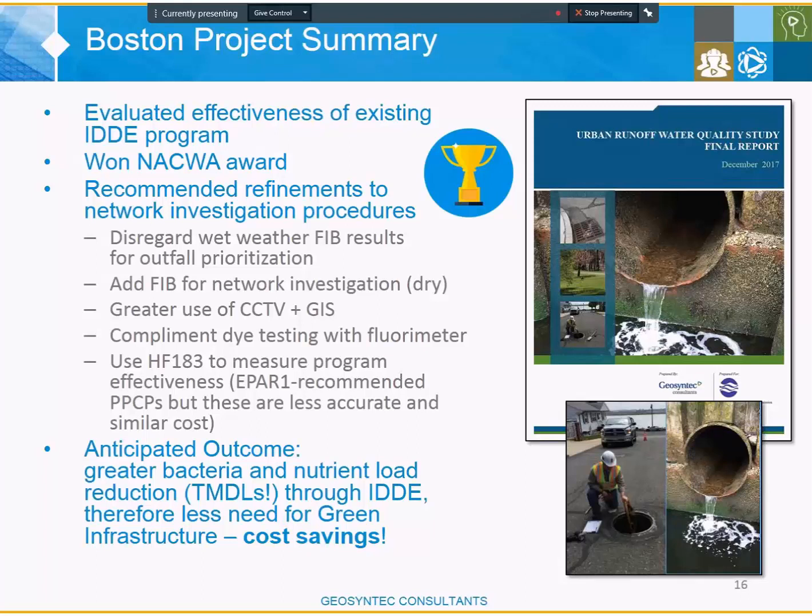And now what we're saying is that you have all this low-hanging fruit through IDDE programs, whose ongoing implementation costs are much less than the green infrastructure costs that they were estimating as needed to comply with the TMDL requirements. So that means that they can now expect to yield a lot more phosphorus and bacteria reduction through enhancements to their IDDE program and comply with TMDLs using less green infrastructure and save costs. So in that regard, it's actually very positive news.